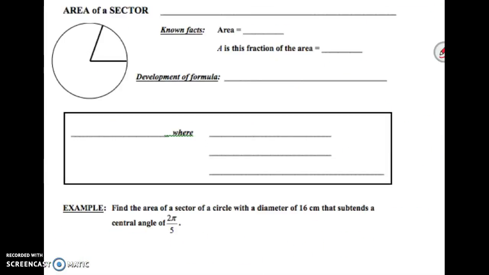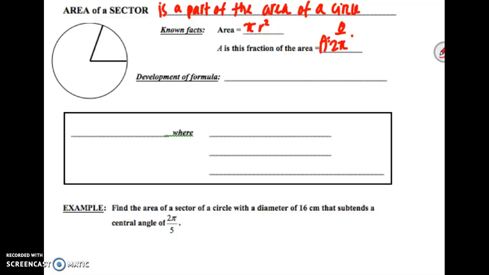Next, we're going to be discussing the area of a sector, which is a part of the area of a circle. So, known facts about a circle: the area formula is pi r squared, and A is a fraction of the area. We know A is equal to theta over 2 pi times the area. So in order to derive this formula, we take A equals theta over 2 pi and we multiply by the area formula, which is pi r squared over 1.